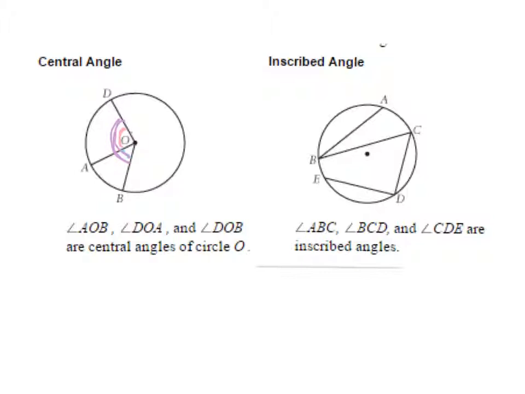They come from the center of the circle. And an inscribed angle. So here we have ABC. This one is inscribed. We have BCD. This is inscribed. And another one that's inscribed would be CDE. And these are angles that come from the edge of the circle.